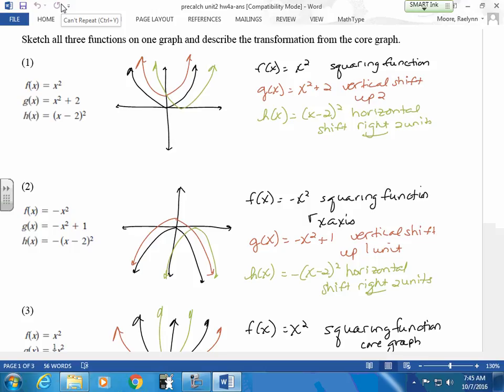Okay, so I start with my parent, my squaring function. We get a vertical shift up 2. With each one of these, you go back to the original, right? This one is a horizontal shift, right 2 units. Good, make sure you're using the correct words: horizontal, vertical shifts, vertical stretches by a factor of, reflection in the x and y axis. You can abbreviate the reflections, that's fine.